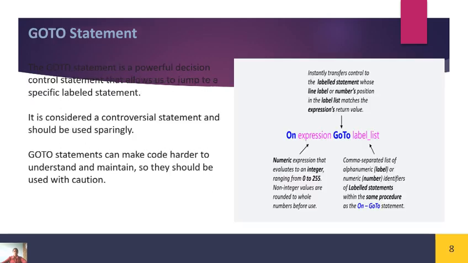So next we can move on to the goto statement. The goto statement is a powerful decision control statement that allows us to jump to a specific labeled statement. It is considered an uncontrolled statement and should be used sparingly. Goto statements can make code harder to understand and maintain, so they should be used with precaution. Here it is explained how we use the goto statement in the image.